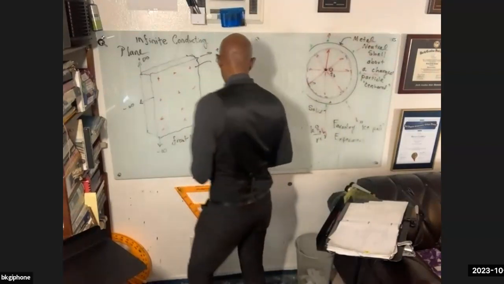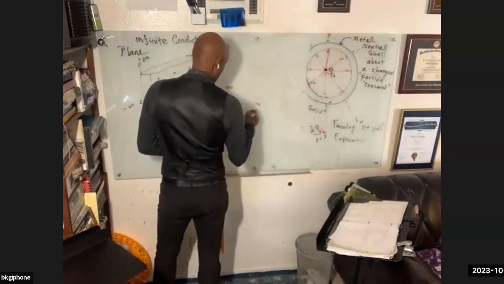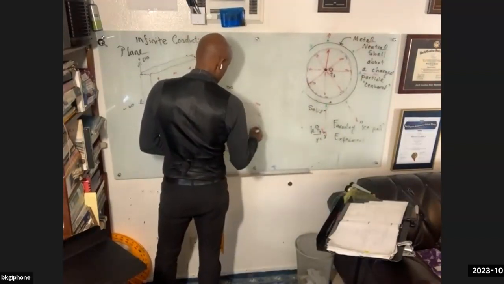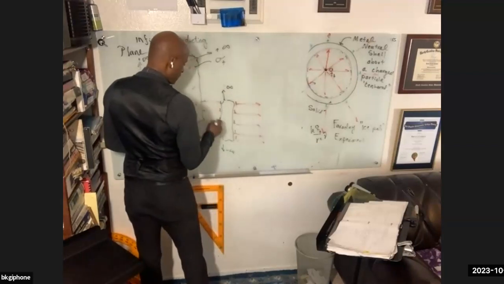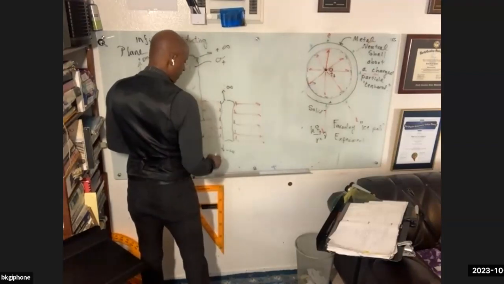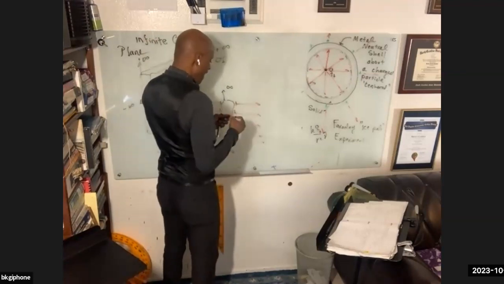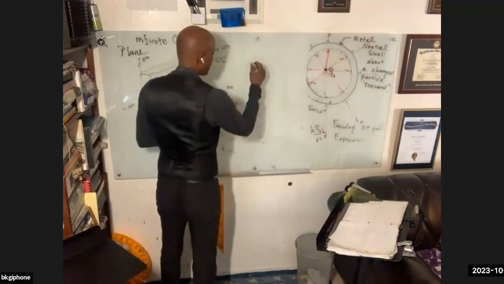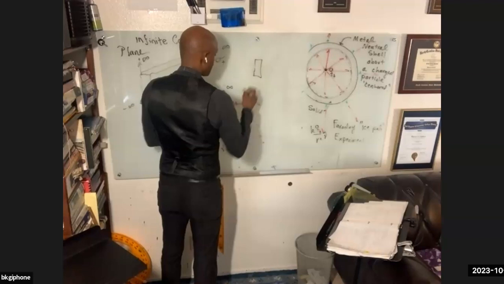For a planar, it's the same. So if it's an infinite plane, we would expect that the field should be constant. As you move away, it's going to stay the same. Now, if it were a finite sheet, a small sheet, it wouldn't be like that.